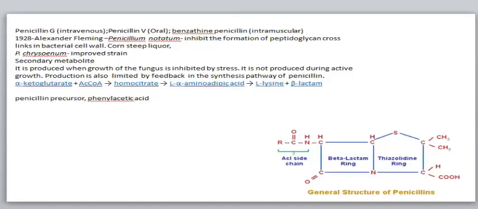The main basic chemical is alpha ketoglutarate with acetyl-CoA to homocitrate, and finally glycine with penicillin. It can be produced and collected.